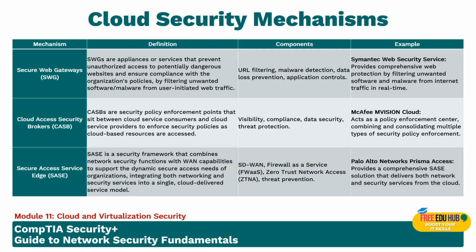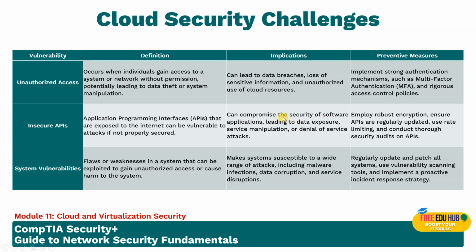Now, after this one, we are looking at cloud security challenges. There are different challenges for cloud security. First of all, we have unauthorized access. Unauthorized access occurs when individuals gain access to the systems and network without permission, potentially leading to data theft and system manipulation, etc. Its implications could be that it can lead to data breach, loss of sensitive information, and unauthorized use of the cloud resources. Prevention measures could be to implement multi-factor authentication or rigorous access control policies, etc.